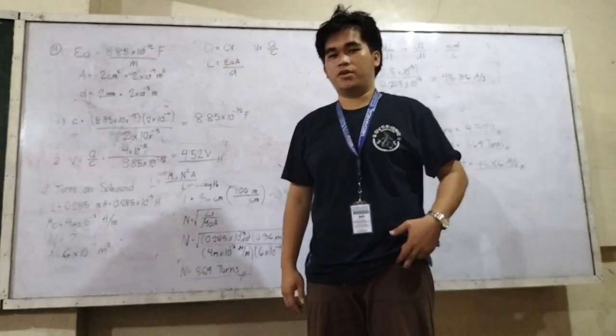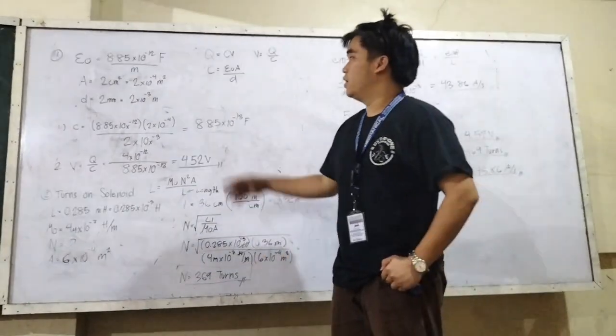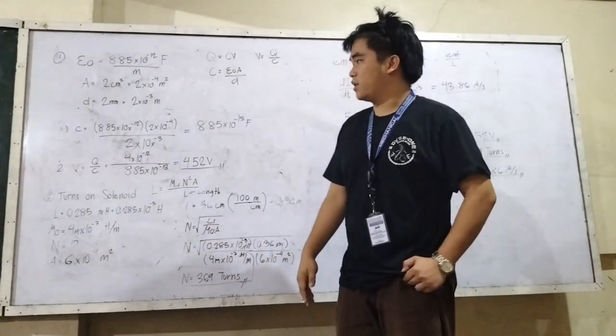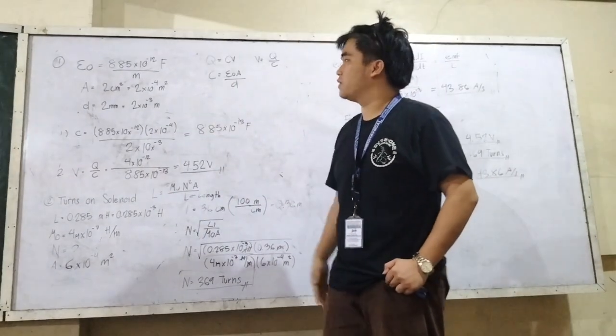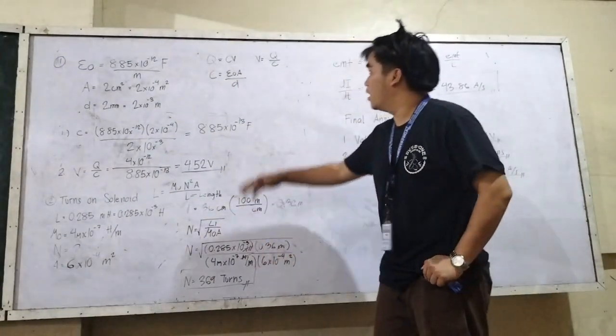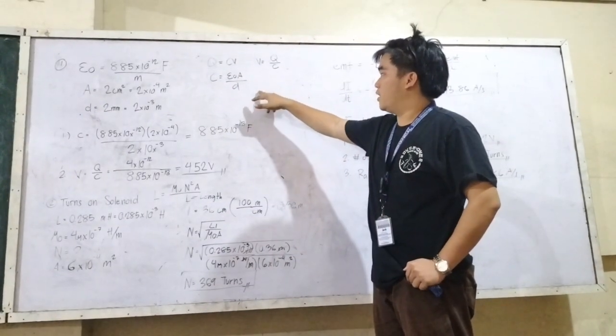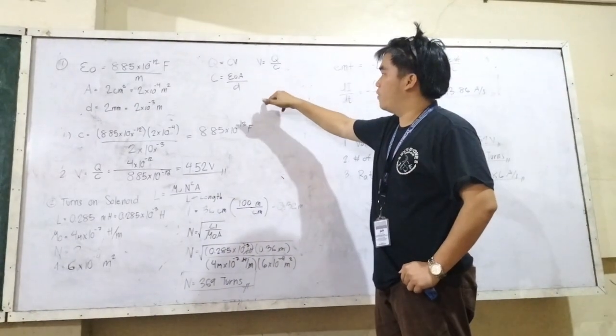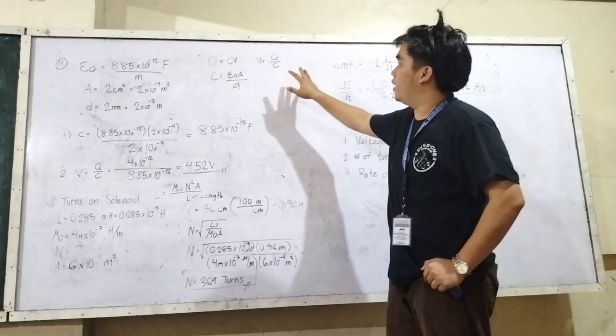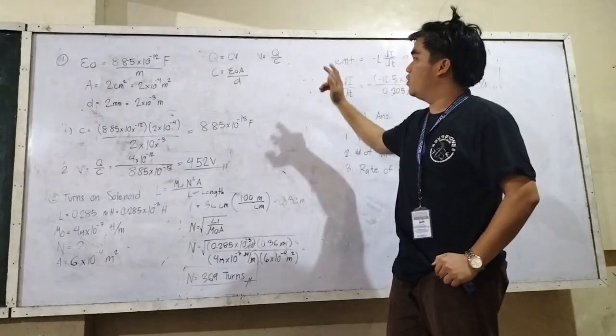Everyone. So today we're going to discuss capacitance and inductance. So number one is capacitance. So we have the formula that Q equals CV, C equals epsilon A over d. So V equals Q over C.